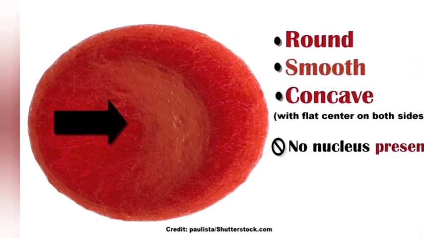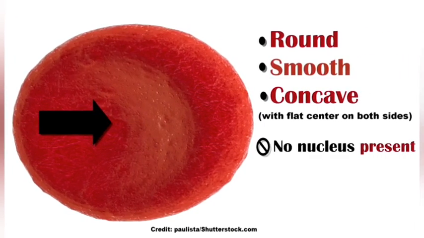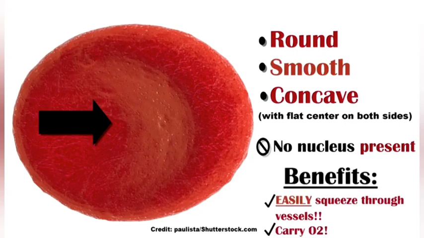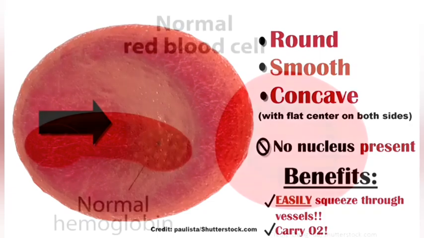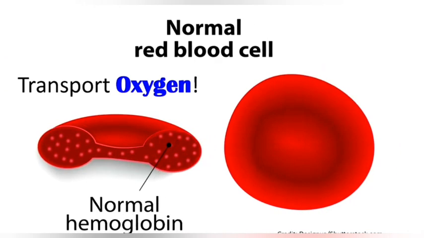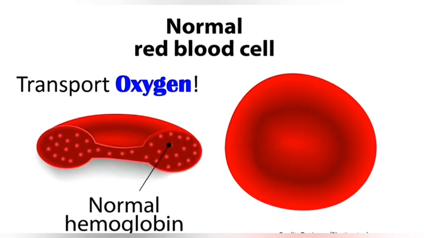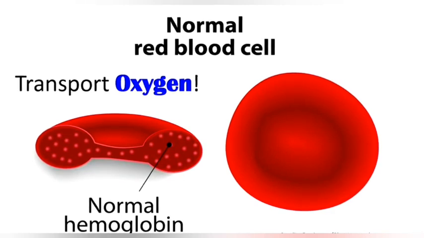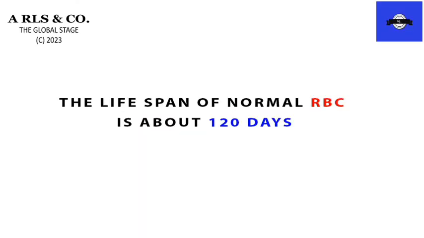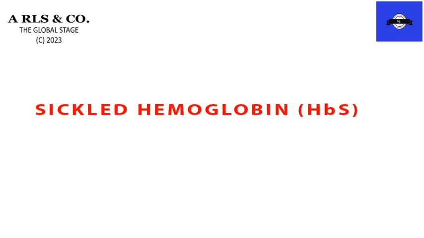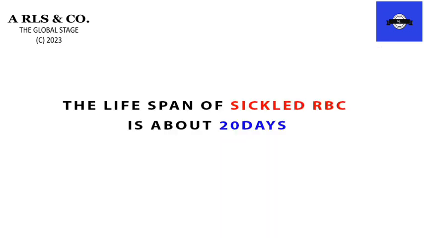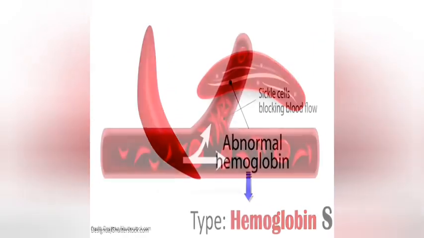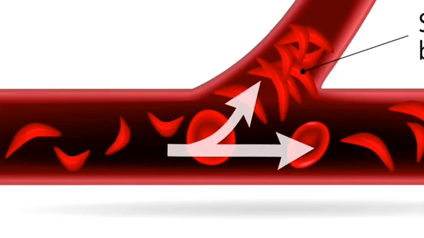have a nucleus. This allows the RBC, or the red blood cells, to easily squeeze through your vessels, that is your veins, your arteries, and your capillaries, to carry oxygen smoothly to all the organs and tissues of the human body. The normal hemoglobin has a lifespan of about 120 days, while the abnormal hemoglobin S has a lifespan of about 20 days.